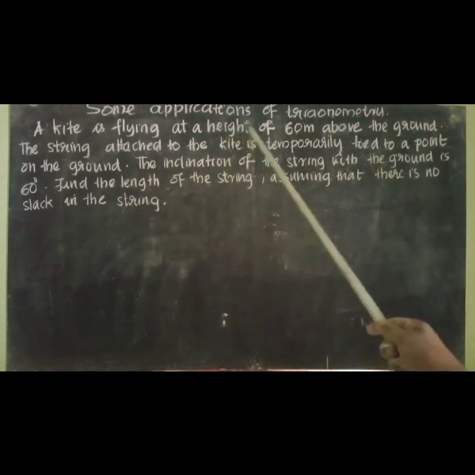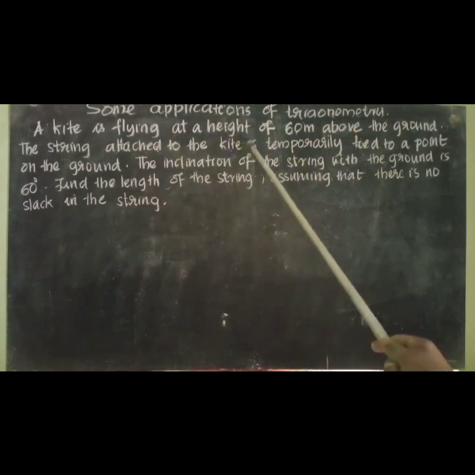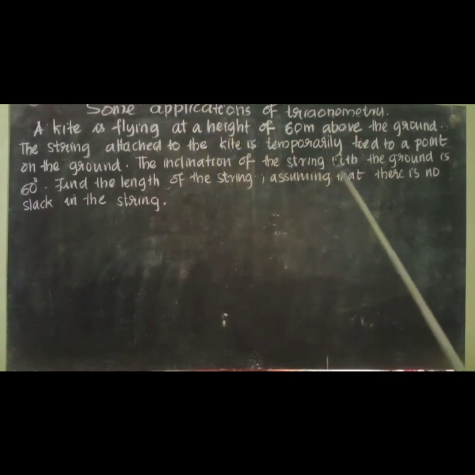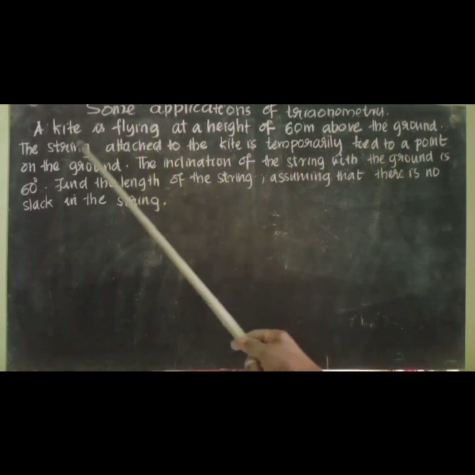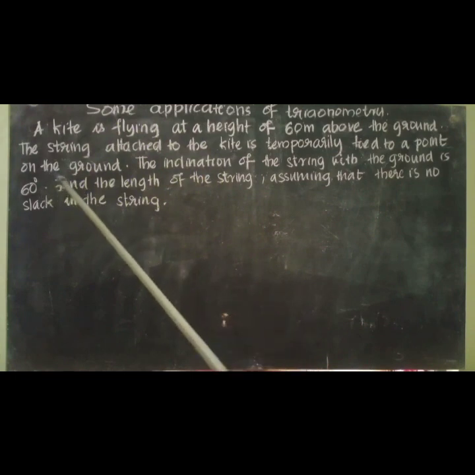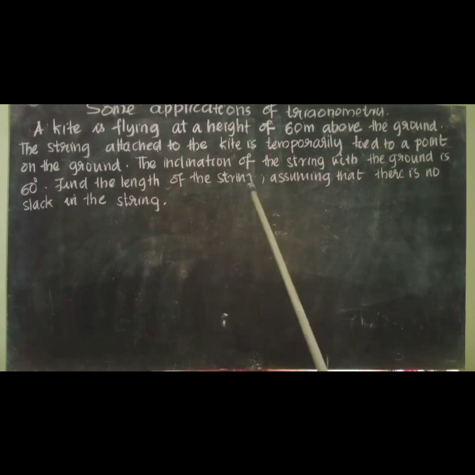So there is a kite at a height of 60 meter above the ground. The string of that kite is tied to a point on the ground and that string is making an angle of 60 degree with the ground. The string is tied tightly. We need to find out the length of the string. So, let us draw a figure in this case.